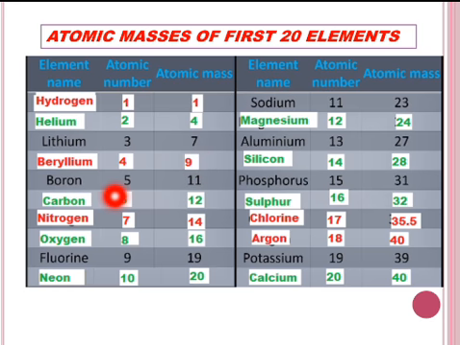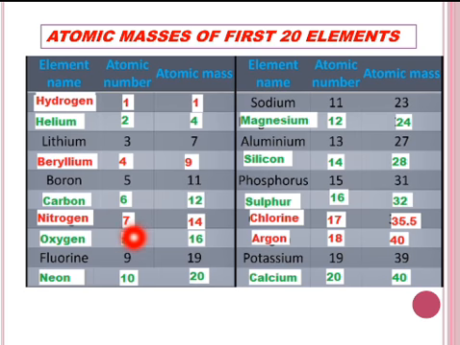See another example. Boron, atomic number 5. So 5 is again an odd number. You just double this number and do plus 1. So 5 double is 10, 10 plus 1 is 11. So what is the atomic mass of boron with atomic number 5? It is 11.